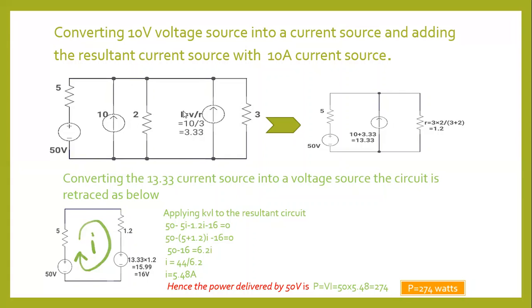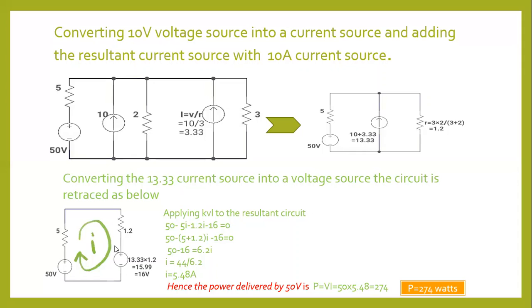The question asked was to find the power across the 50 volt source. Hence, applying KVL to the resultant circuit, starting from minus to plus, the current is going from minus to plus, hence it is plus 50. Voltage drop occurs across the 5 ohm resistor, hence minus 5I. Again, the same thing, minus 1.2I. Plus to minus here, hence it is minus 16 equals 0. Resolving this, we get I equals 5.48 amps.